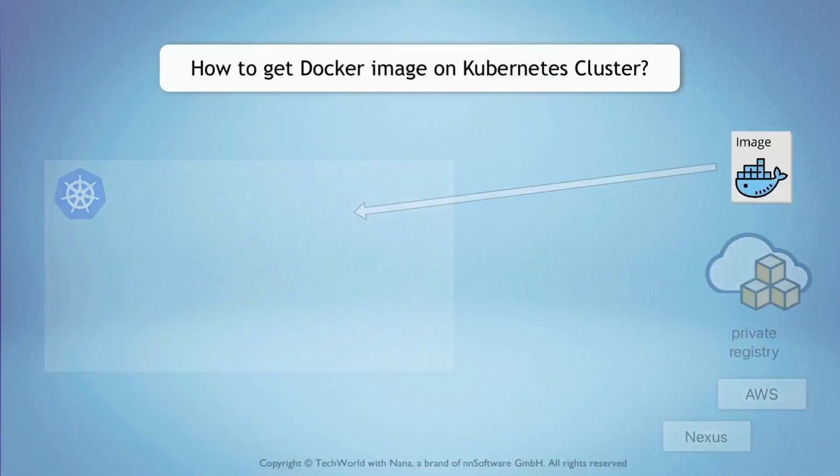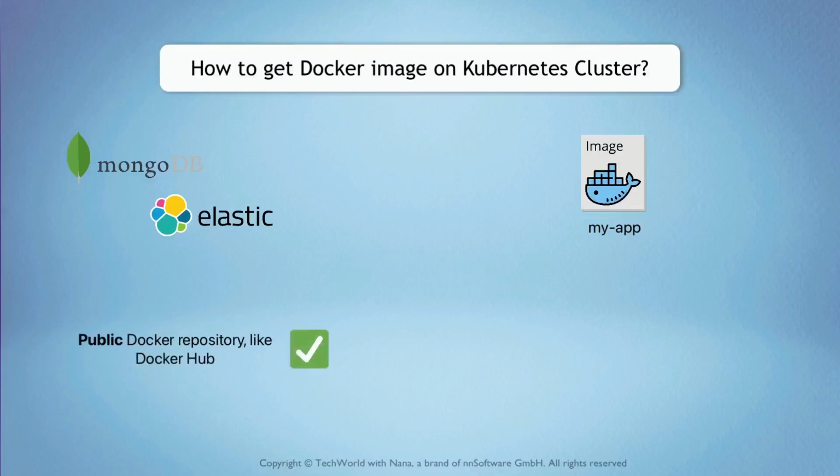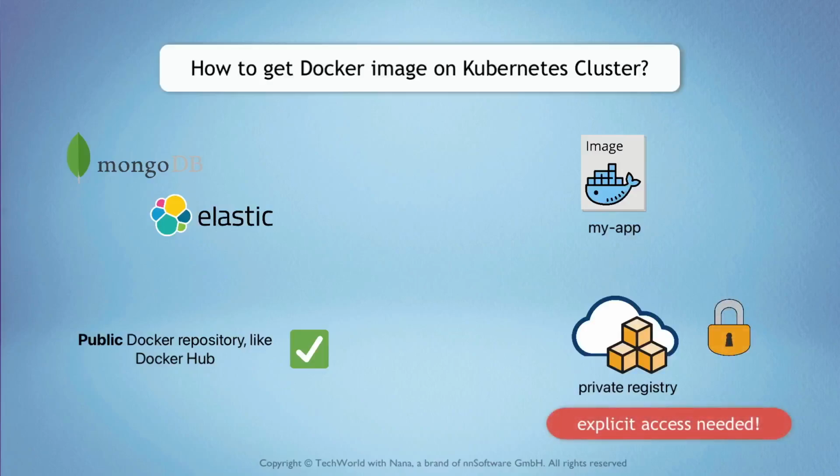For images like MongoDB, Elastic, some of them that I've shown you in other videos, there it's pretty straightforward because they are hosted in a public repository like Docker Hub, and anyone can access them. So I can pull them on my machine without access permission. But your own application lives in a private repository and needs explicit access from the cluster. So how do you pull the application images from private repository on Kubernetes cluster?